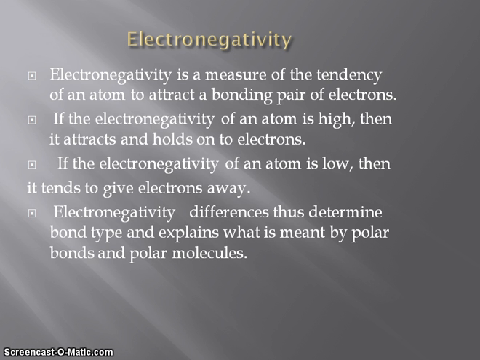If the electronegativity of an atom is high, then it attracts and holds on to electrons. If the electronegativity of an atom is low, then it tends to give electrons away. Electronegativity differences thus determine bond type and explain what is meant by polar bonds and polar molecules.